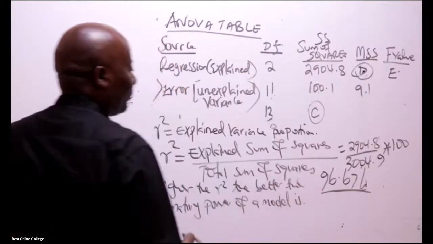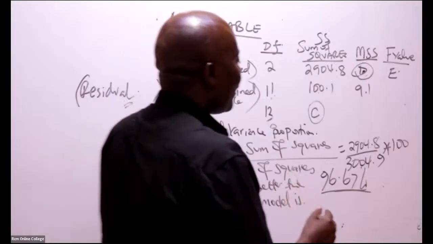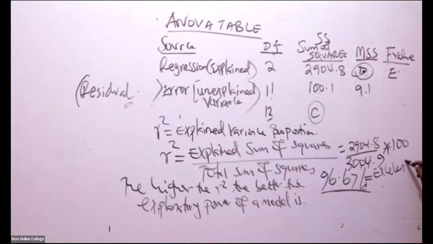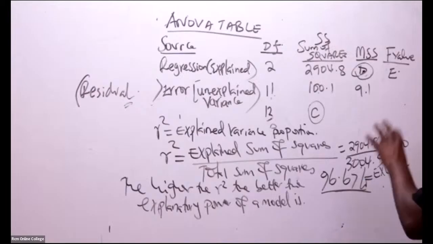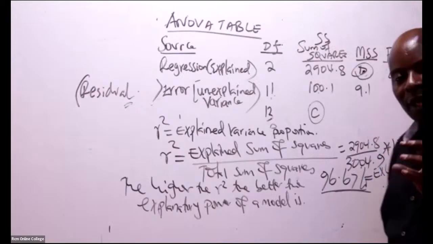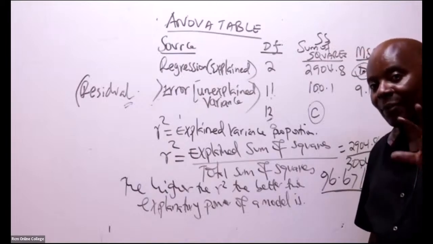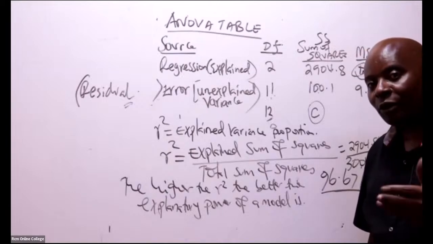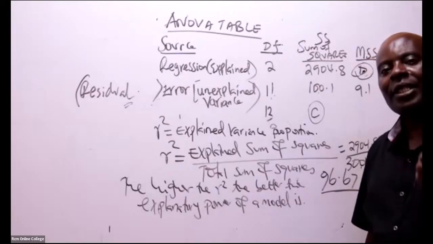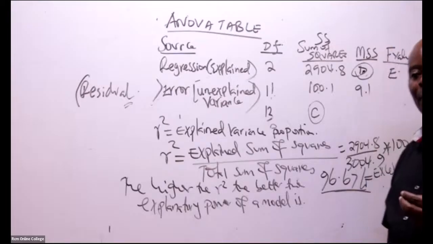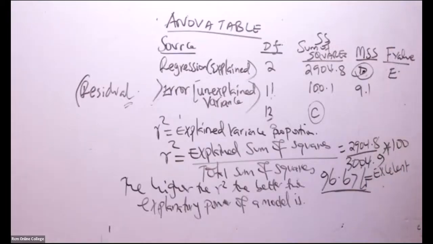Like now, this is very high. This is excellent. Because in terms of variations, our model is able to explain up to 97%. We can only not account for 3%. This is really good. This is exceptional. This is excellent. So the higher the R squared, the better the explanatory power of a model is.